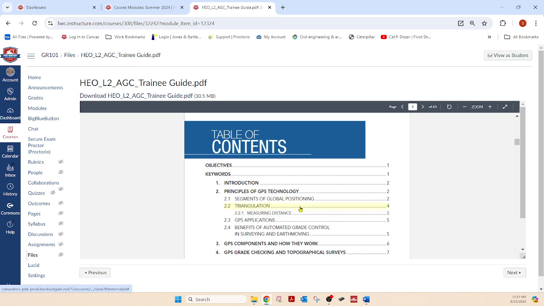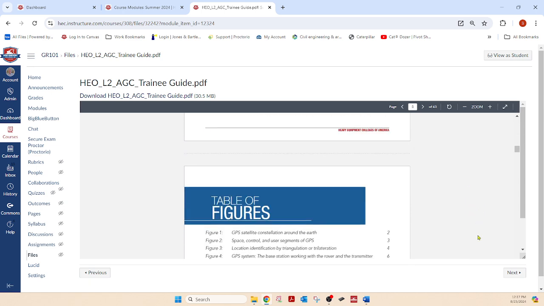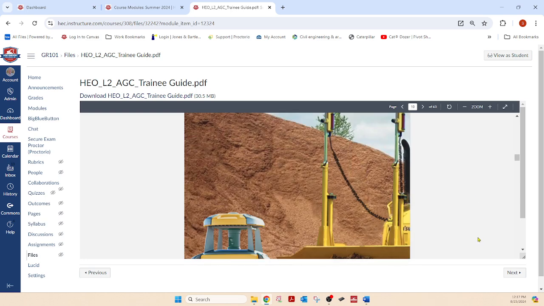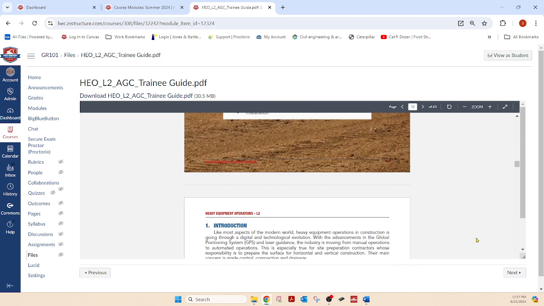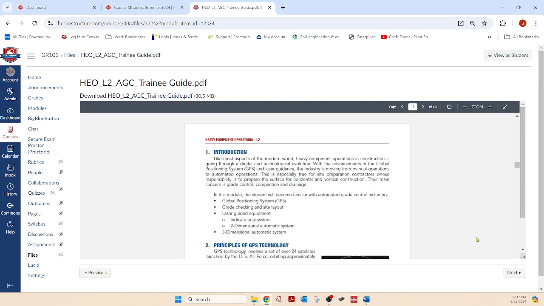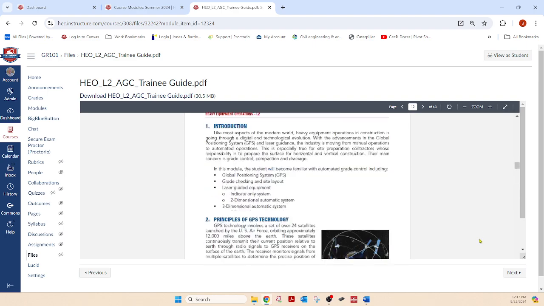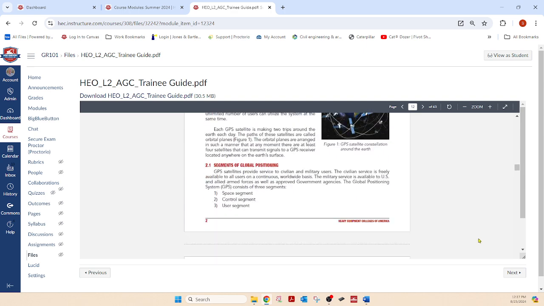But speaking of principles, you should be able to name the segments of the global positioning system. Let's go to page 2, because that's where a lot of this stuff is. It makes me dizzy flying through this thing. Here is the introduction, which is probably close to the regular page 2. See, look at here. Here are the segments. You should be able to name these segments. They're on page 2. Right there they are.